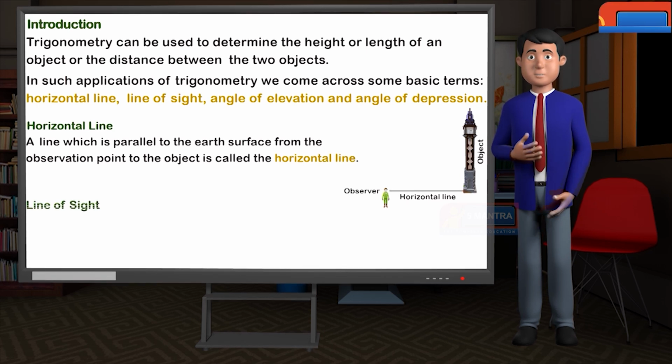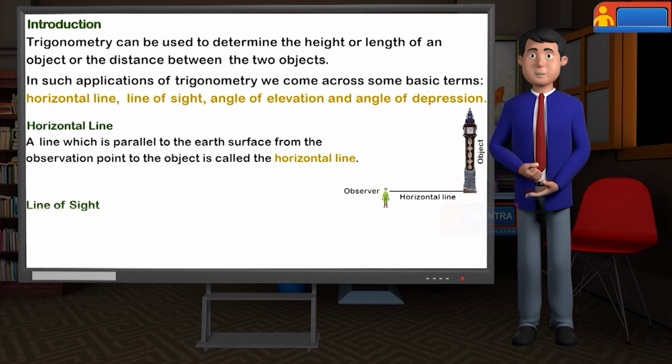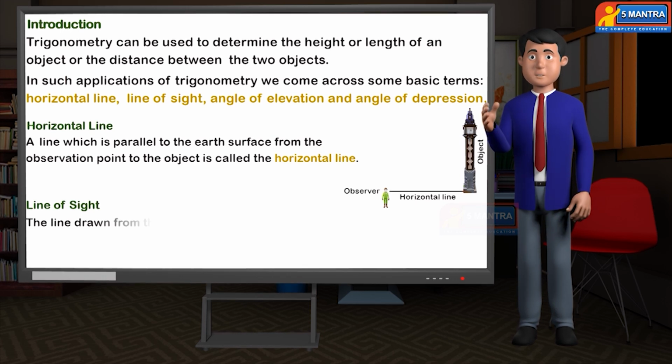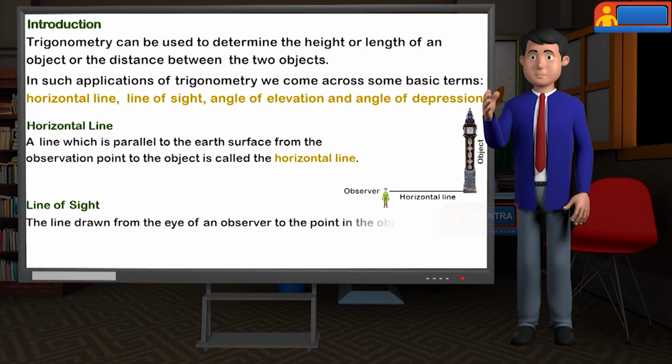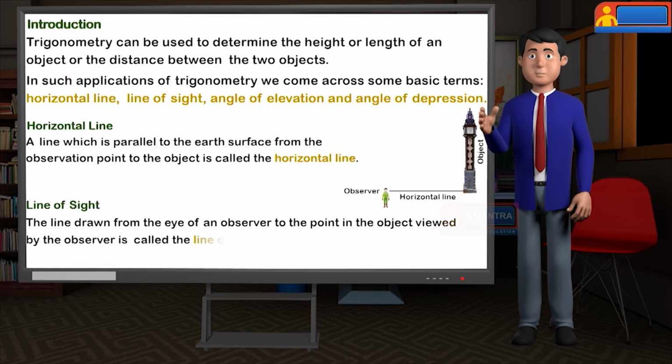Line of sight. Now consider the observer looks at the top of the clock tower. The line drawn from the eye of an observer to the point in the object viewed by the observer is called the line of sight.